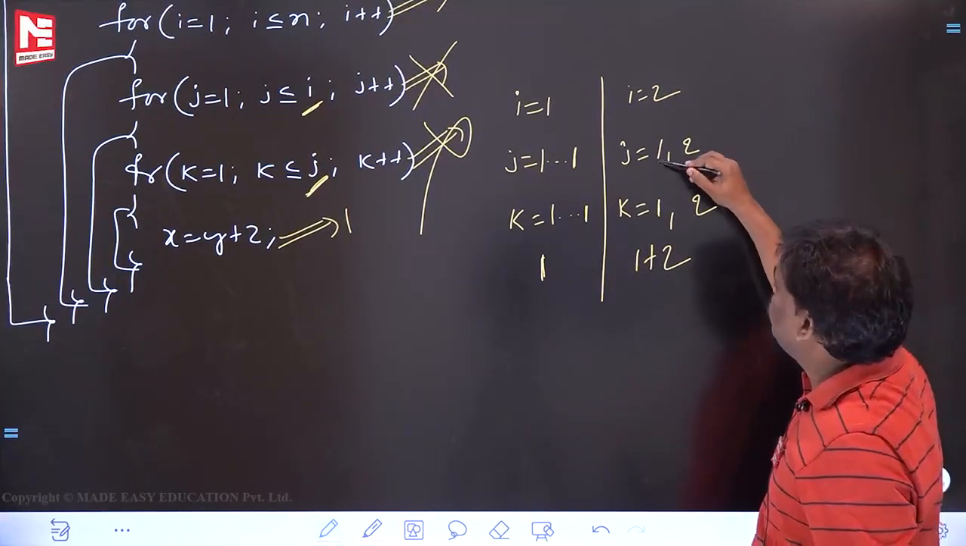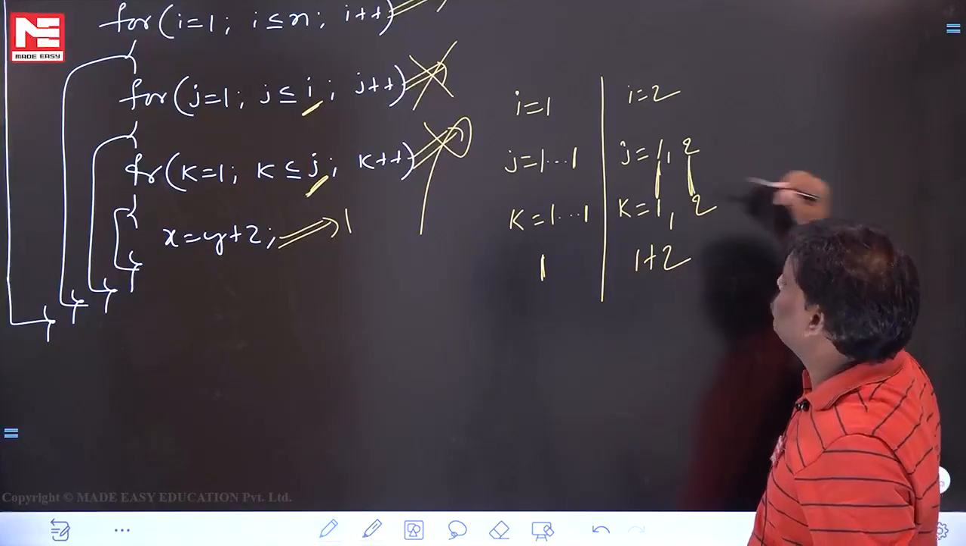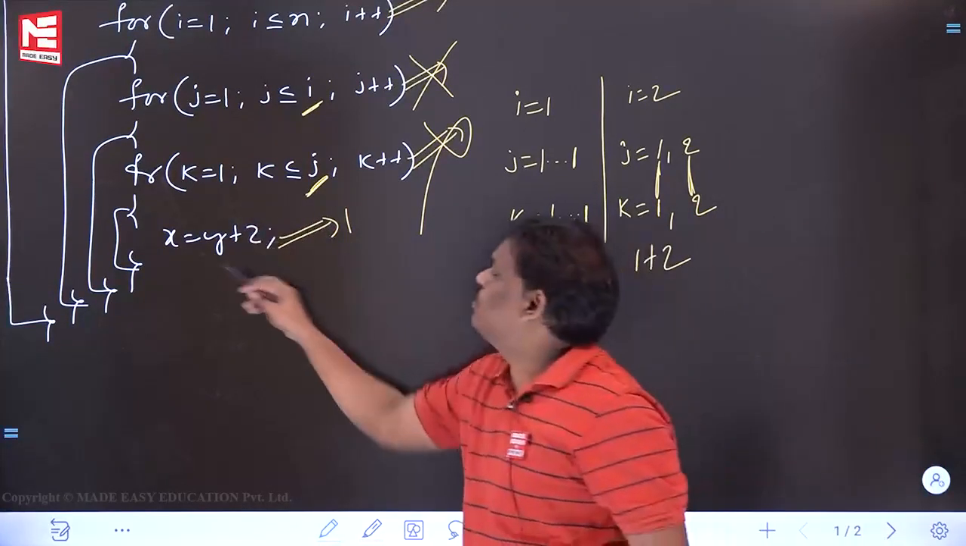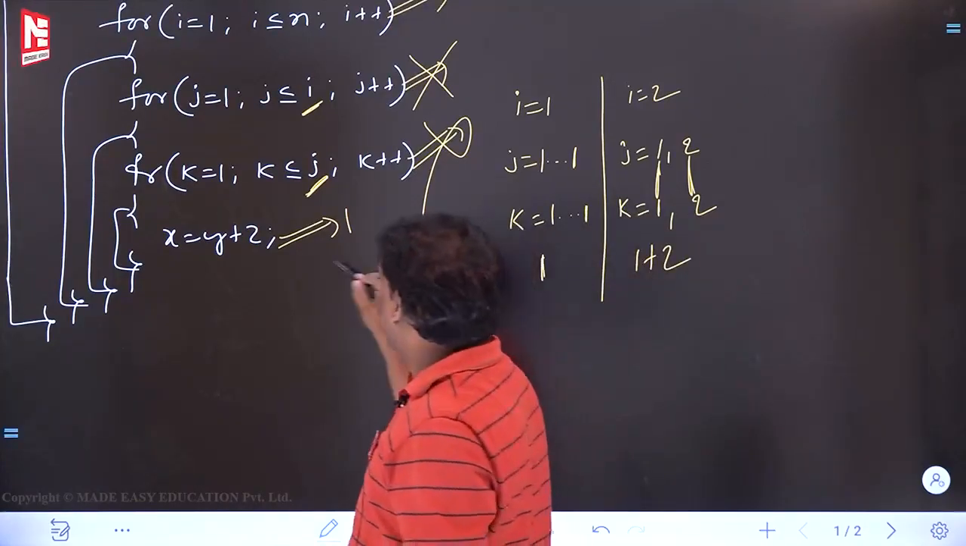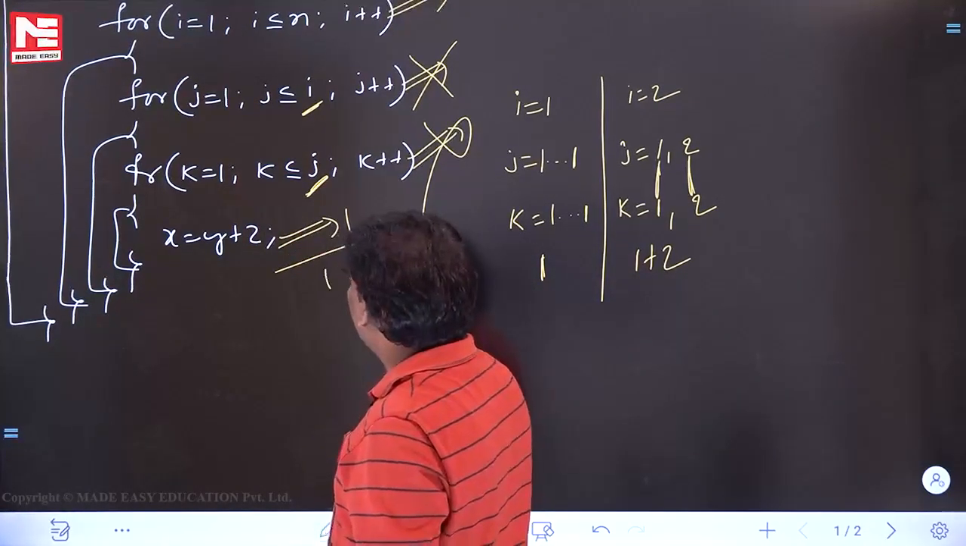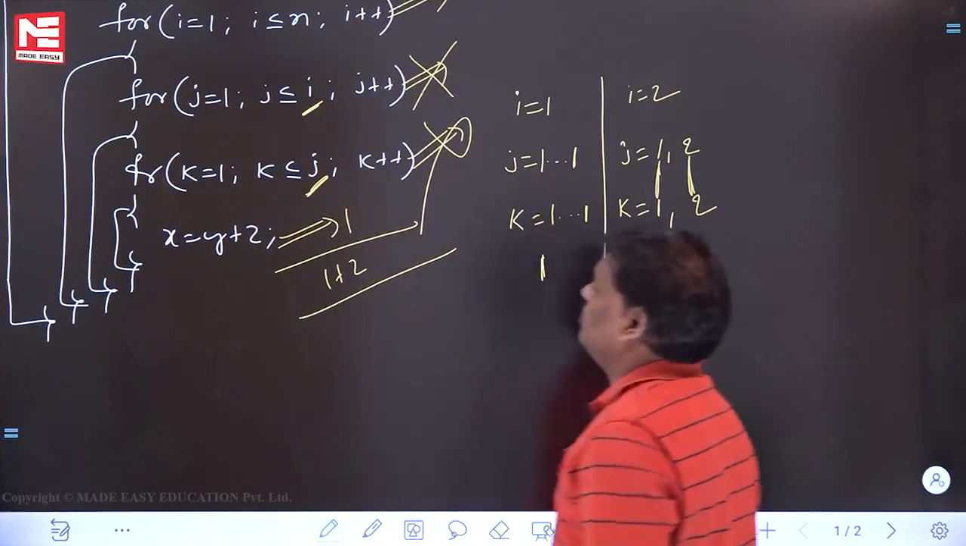So J value 1, K loop is 1 time, J value 2, K loop is 2 times. So the first time it will execute 1 time, the next time 2 times it will execute. First time, I value 1, only 1 time it will execute. Second time, 1 plus 2, 3 times it will execute.